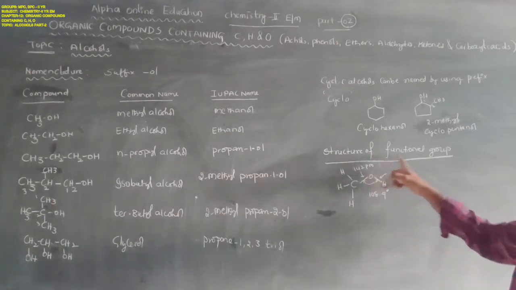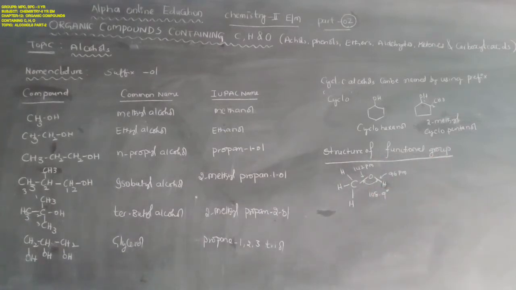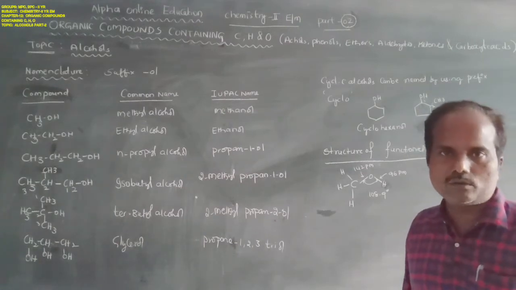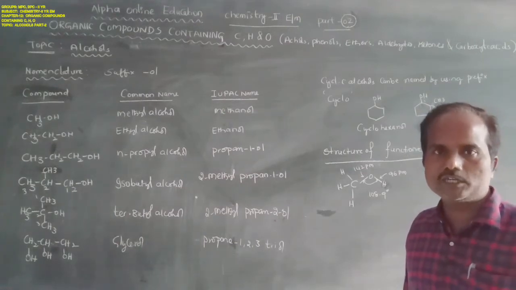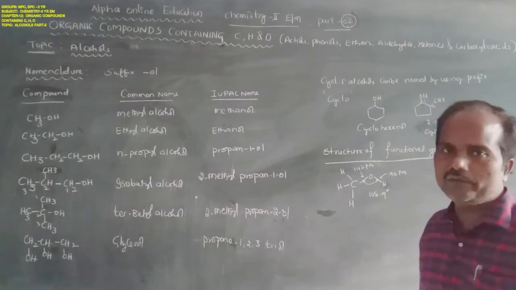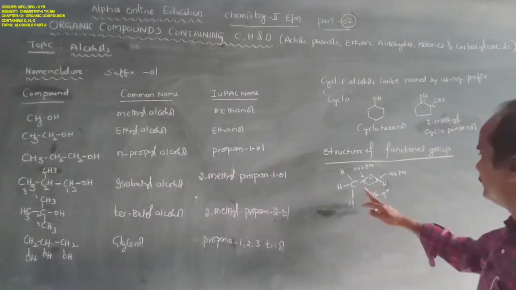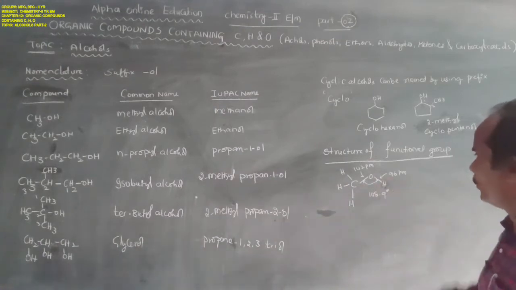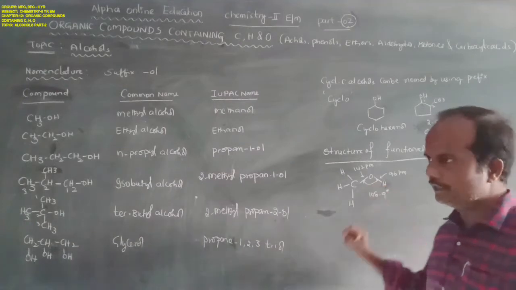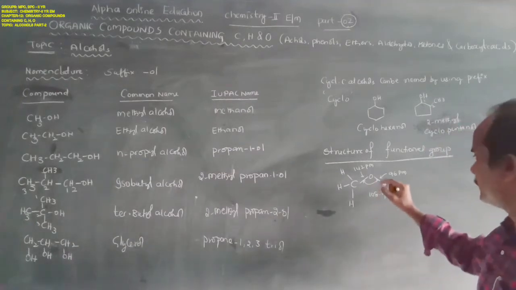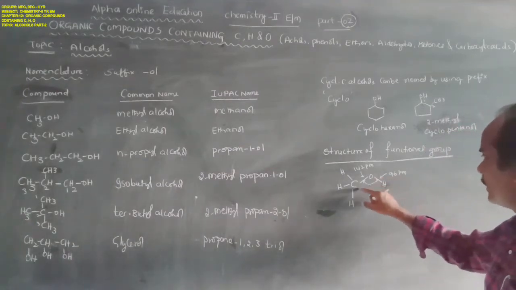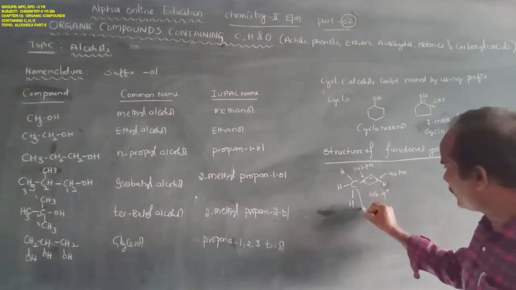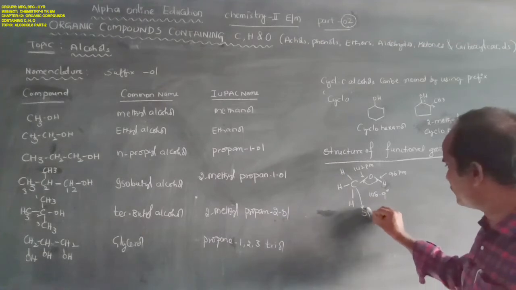Then next, the structure of the functional group. Alcohols have the OH functional group, the hydroxyl functional group. This functional group is attached to an aliphatic carbon. So this is the alcohol functional group, CH3OH. It is the most primitive alcohol. In CH3OH, the carbon is involved in sp3 hybridization.